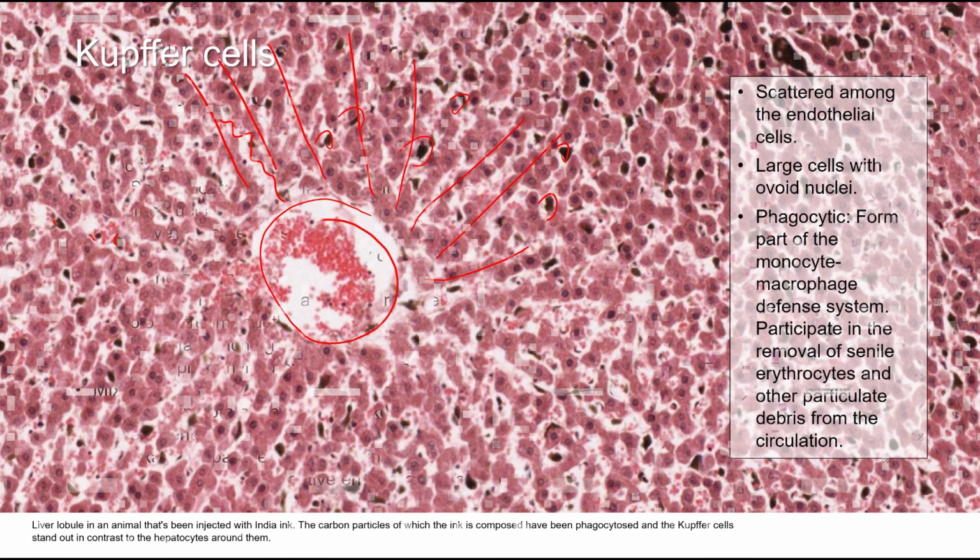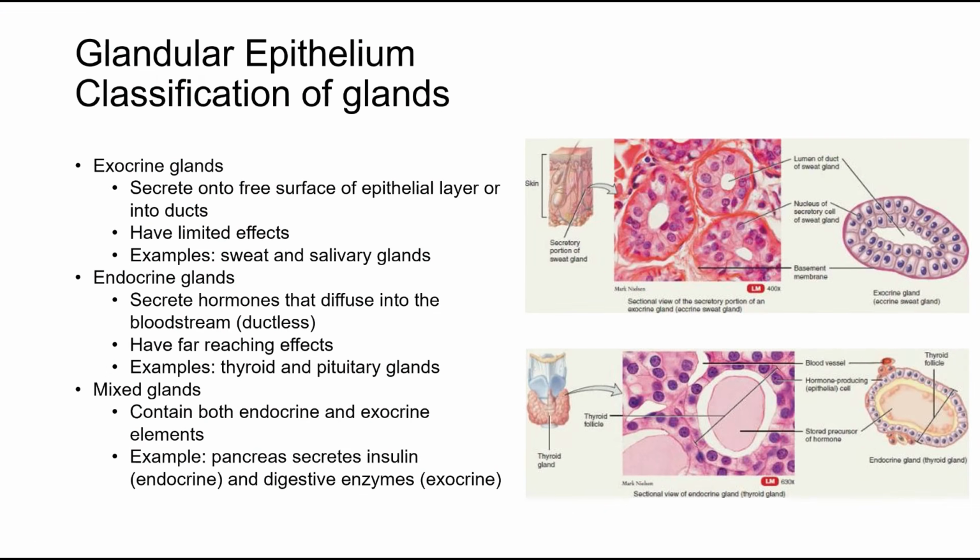You can see the close relationship of these Kupffer cells to the sinusoids of the liver, because they are scattered among the endothelial cells. Now, before dealing with the pancreas, I would like to provide an introduction about the classification of glands.